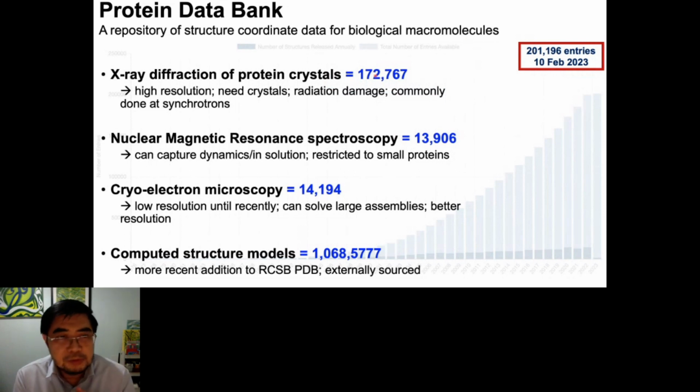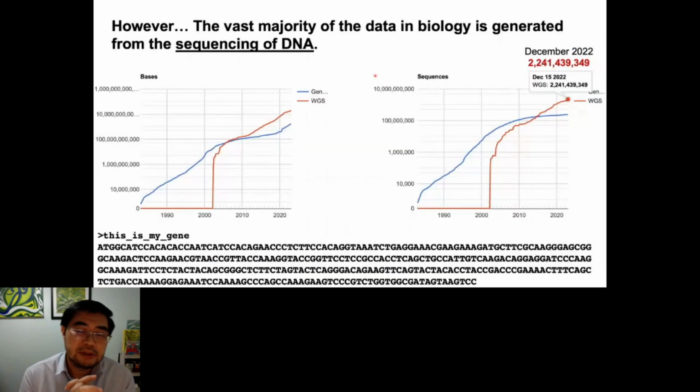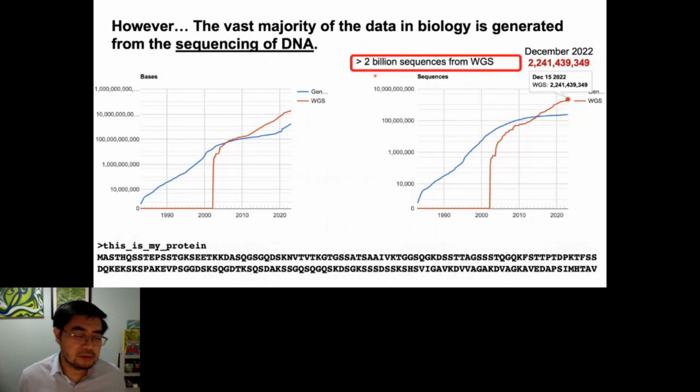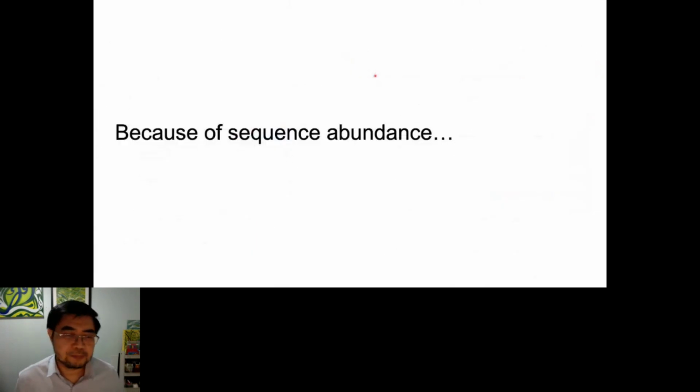However, as we all know, the vast majority of the data in biology is generated from the sequencing of DNA. There are billions of them available. And we have protein sequences from this because there are rules that allow us to translate from the central dogma. There are rules that allow us to translate that DNA sequence into the protein sequence.